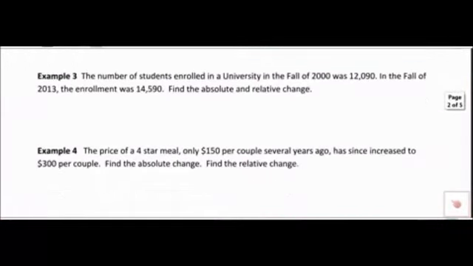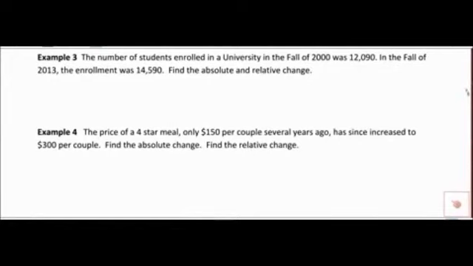Okay, so given that example, let's look at example 3. The number of students enrolled in a university in the fall of 2000 was 12,090 students. In the fall of 2013, the enrollment was 14,590 students. So find the absolute and relative change. It's important to realize which one is the new value and which one is the reference value. And when you're working with time, it's pretty obvious. The 14,590 is the new value, and the 12,090 students is the reference value.